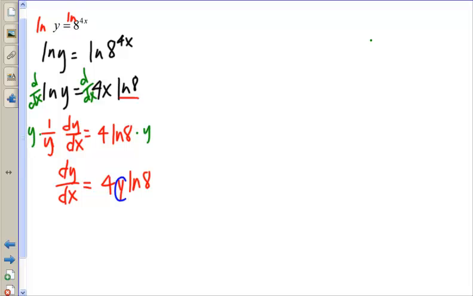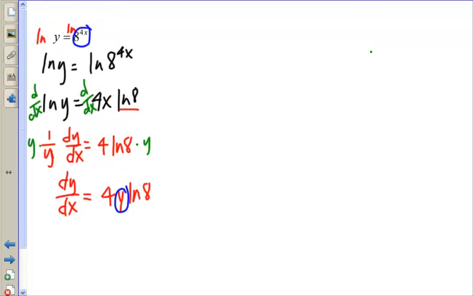But look here. y is equal to 8 to the 4x power. So my final answer becomes dy dx equals 4 natural log 8 times 8 to the 4x. So what looks like a really difficult problem is not too bad.